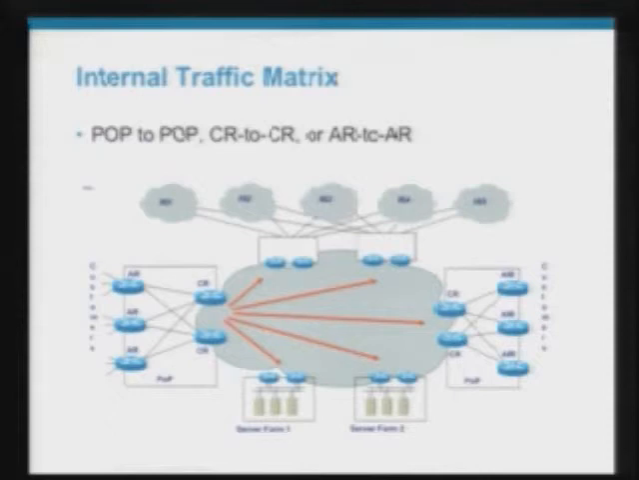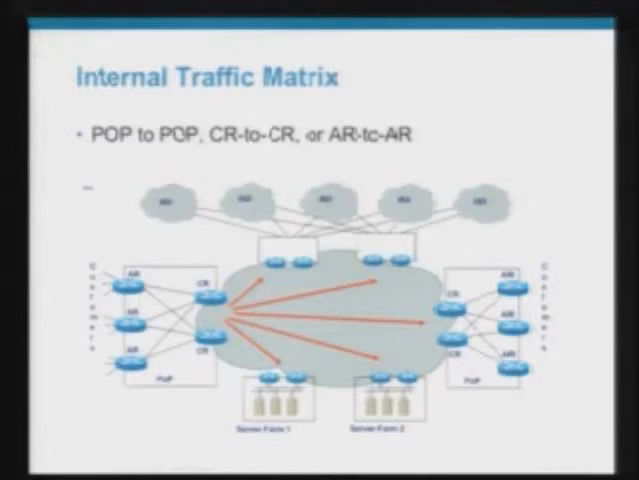Now, as the edges become more complicated, you might want to have AR to AR traffic matrices. On the far end, if you're doing strategic planning, long-term, five-year-out planning, it almost doesn't matter to have core router to core router traffic. Pop to pop traffic is just fine because those routers are not going to be there 5 years from now anyway.